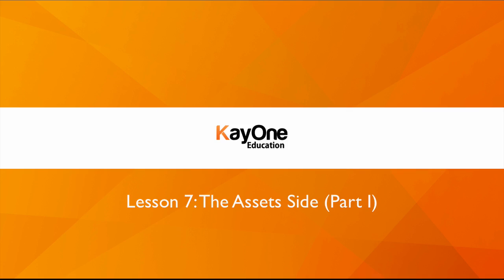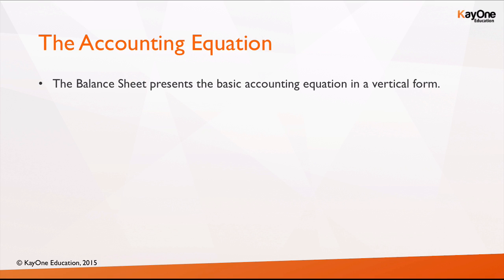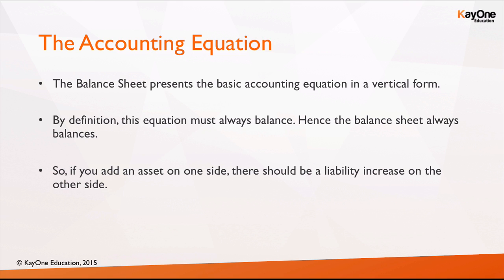Lesson 7, the assets side. Now coming back to the accounting equation, we saw that the accounting equation is nothing but the mathematical representation of the balance sheet. So by this definition, the accounting equation and therefore the balance sheet must always balance. So if you add an asset on one side, there should either be an asset decrease on the same side or a liability increase on the other side.